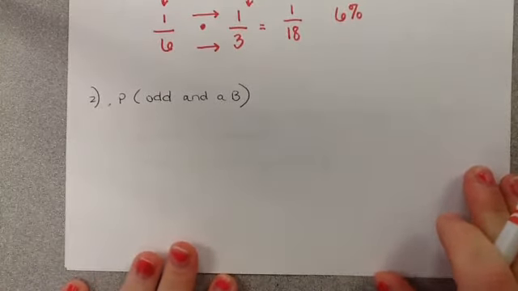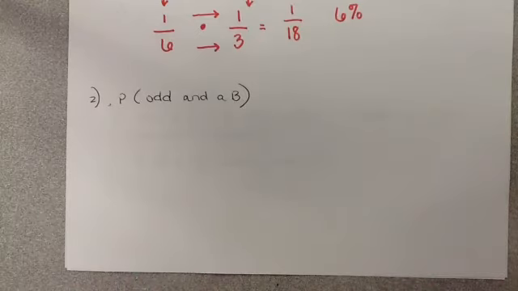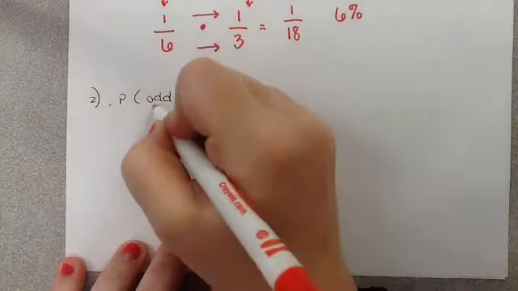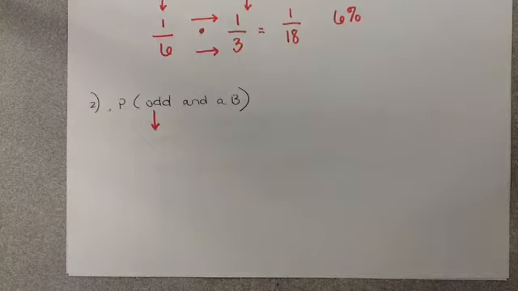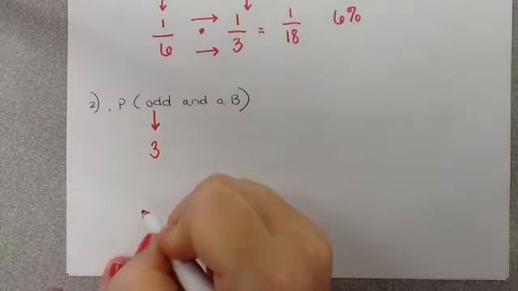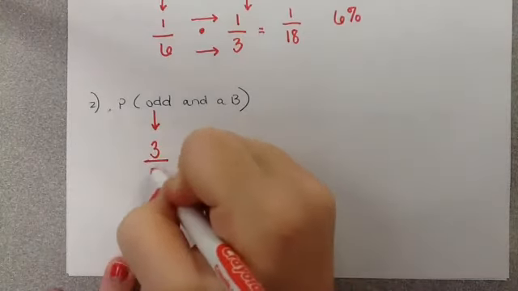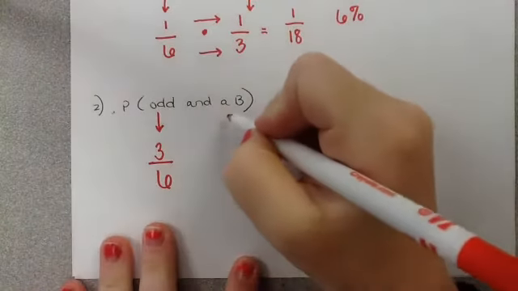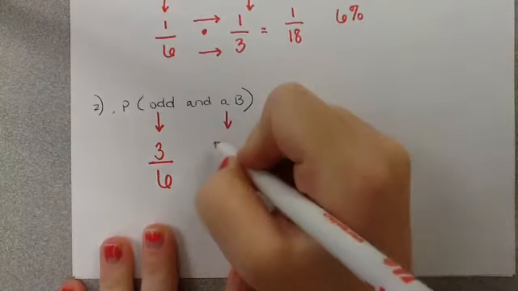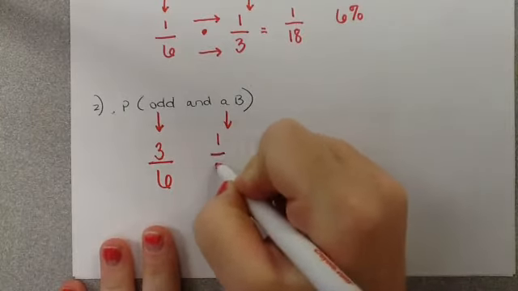Try this next one on your own. Find the probability of rolling an odd number and spinning a B. Let's see how you did. The odd number. What was the probability of rolling an odd number? There are 3 odd numbers on the dice out of 6. Now what is the probability of a B? There's 1 B out of 3.